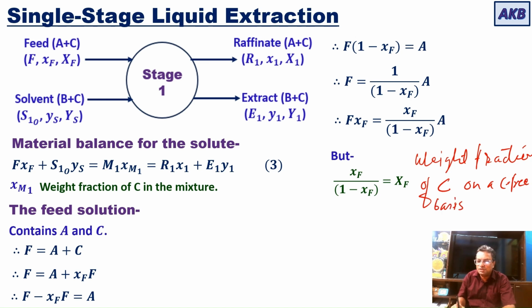That means in this equation, the term XF upon 1 minus XF can be replaced with capital XF. What is capital XF? Capital XF is the weight fraction of C on a C-free basis in the feed. So if I do this, I will get F into XF equal to capital XF into A. That means the term F into XF in equation number 3 can be replaced with capital XF into A. Why is this possible? This is possible because A and B are not soluble in each other.